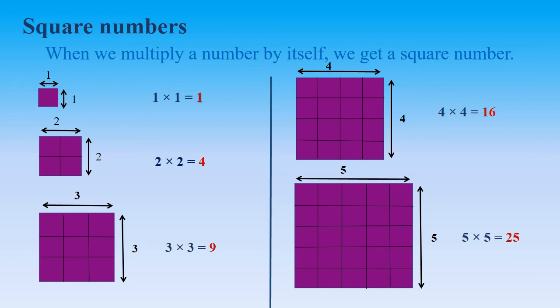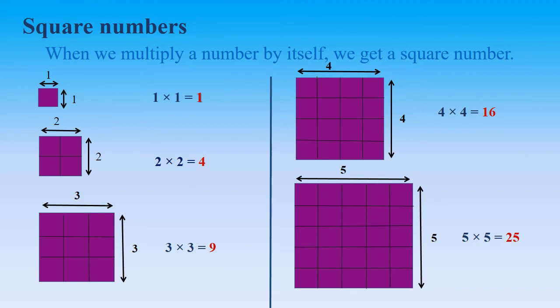Here is the first example, 1 multiplied by 1. The answer is 1. Now here 2 and 2. When you multiply 2 by 2, the answer is 4. When you count the squares, you can see 1, 2, 3, 4. Four squares. The answer is 4.